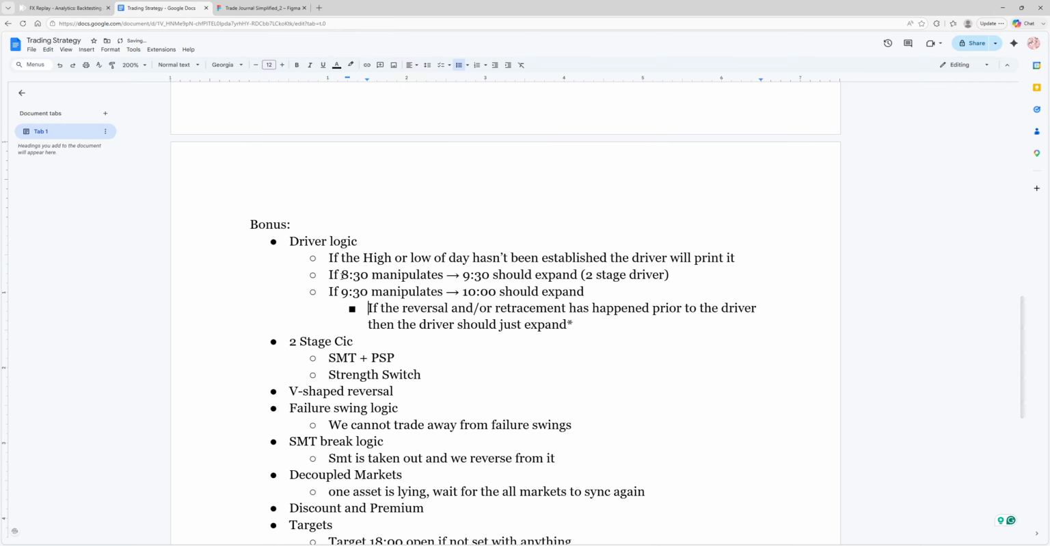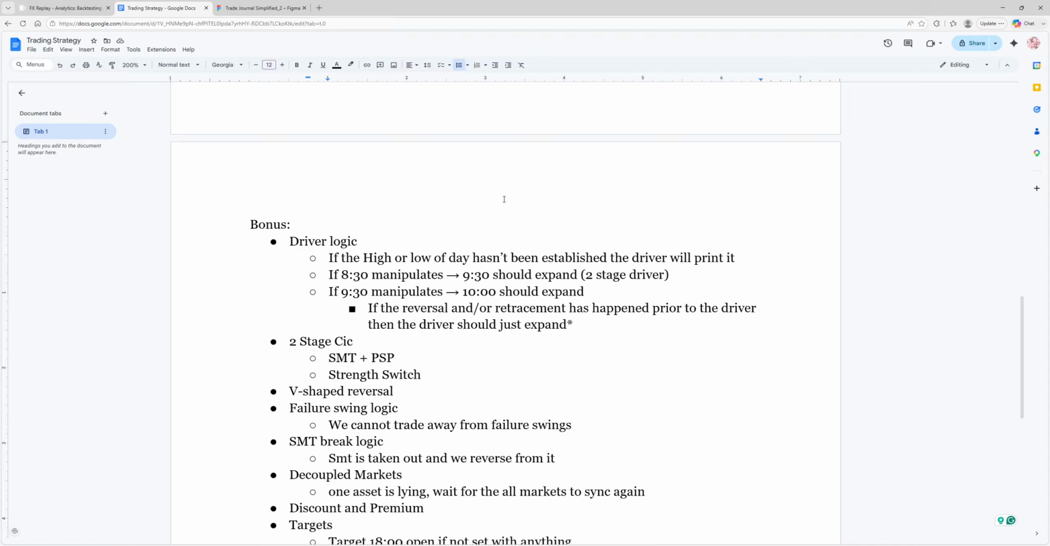So driver logic is about the high or low of day. There are 3 different driver logics. These are all separate, not together. These are 3 separate scenarios. If the high or low of the day hasn't been established, the driver will put in the high or low of day. For example, if we come onto the day and we're chopping around with no clear direction, then the driver could manipulate, put in that V-shaped reversal, put in that swing point that we can trade away from. So even if we come into the day and don't have a swing point established, then the driver, the 9:30.